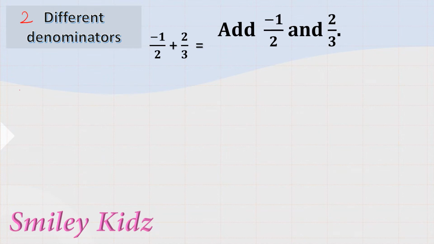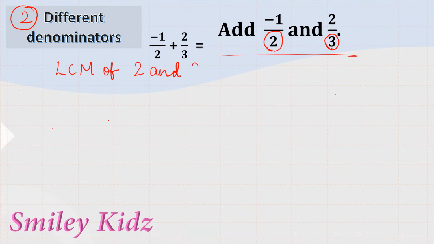Now let's talk about the second case, different denominators. So here is our example. Add -1/2 and 2/3. Here we are having different denominators. They are 2 and 3. First, we need to take the LCM of 2 and 3 in order to make them equivalent rational numbers. LCM of 2 and 3 will be equal to 6. I have just multiplied 2 and 3 because they do not have any other common factor except 1.